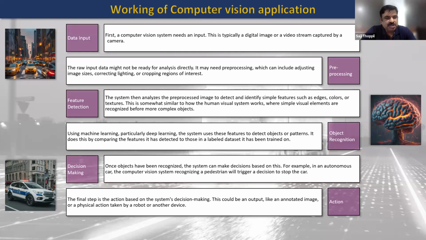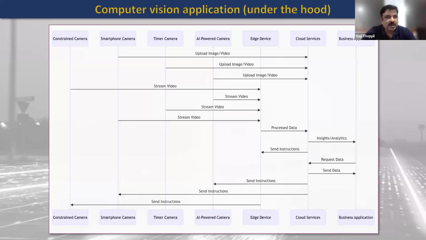But just for the appreciation of how some of these things work, and eventually our objective is to appreciate the entire MLOps concept, we might have to go into a little bit of detail to see how some of these things actually work. So I wanted to put this across as a very simple sequence diagram. What are these different cameras, and how do we take information from there and finally send it to a business application?